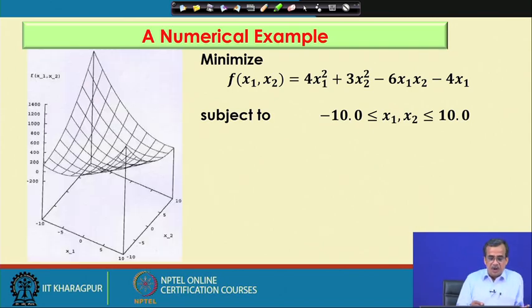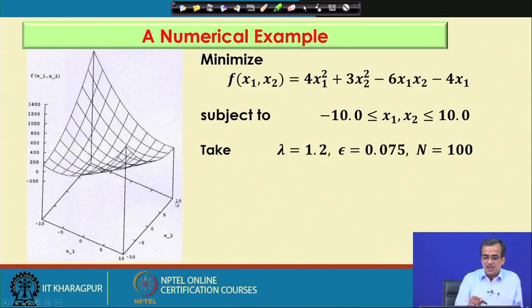Now, if you see the function plot, this is a function of two variables x 1 and x 2. So, I will be getting this particular plot for the function, and our aim is to find the minimum point. Here we take lambda, the step length, equal to 1.2, epsilon, the minimum permissible value for lambda, equal to 0.075, and N, the number of iterations, equal to 100.